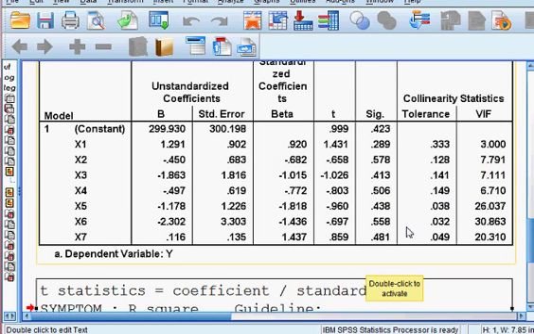Then suppose I talk about this one, 0.859. How to get it? The same thing. The coefficient is how much? 0.116 divided by standard error, that is 0.135. As a result, I can get this value, 0.859. Okay, so this is the way to calculate T statistics.